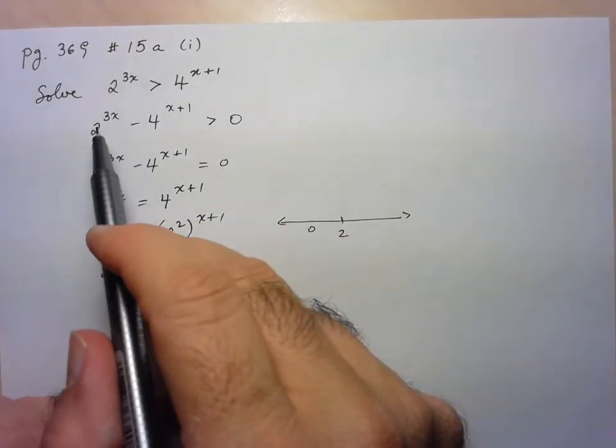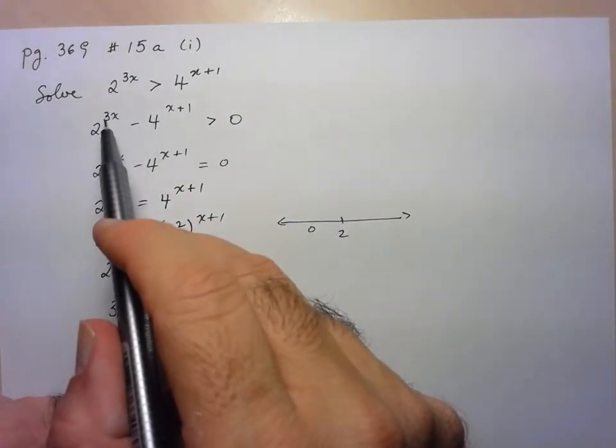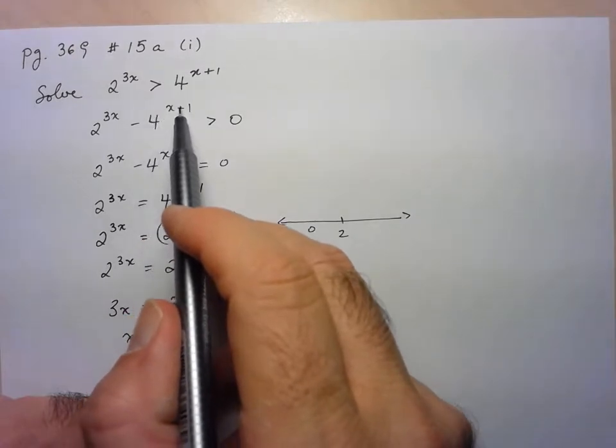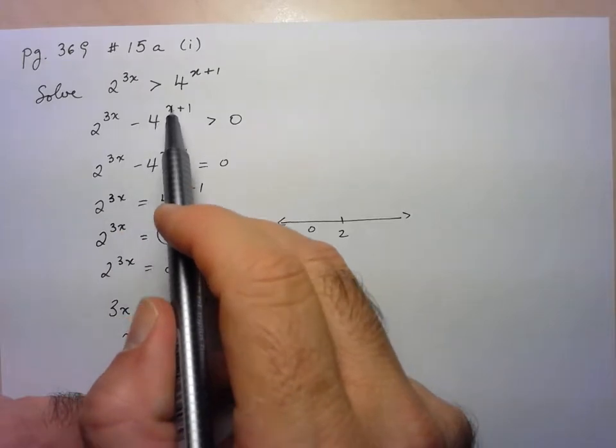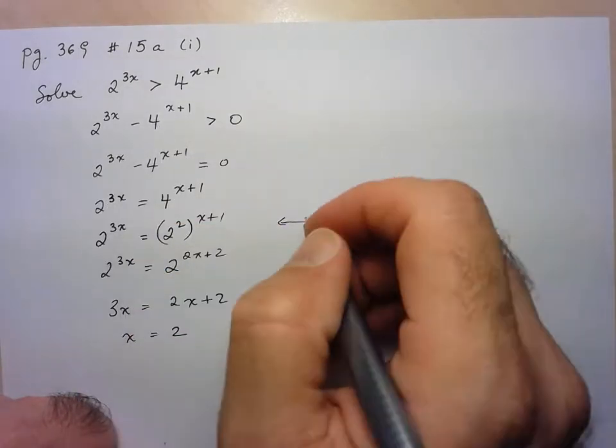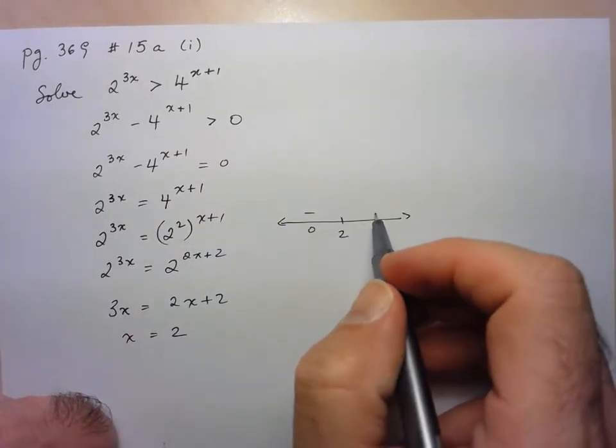So what do we have? If we put in 0, we have 2 to the 0 is 1, minus 4 to the 0 plus 1 is 1. So 2 to the 0, which is 1, minus 4 to the 1, which is 4. So it's negative.